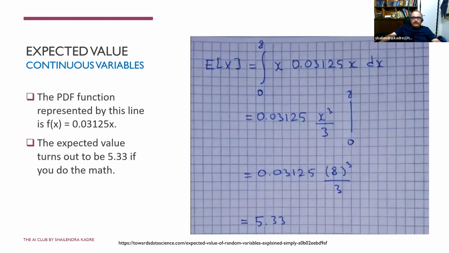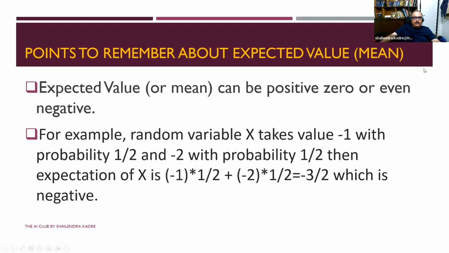Now take a simple example. I already told you that expected value can be positive, 0 or negative. Here is an example of a negative value so that you can see. Here x is -1 and -2, and both probabilities are 0.5. So -1 into 0.5 plus -2 into 0.5 will be -1.5, right? Like that, expected value can be 0, positive, or negative. It can be any number.